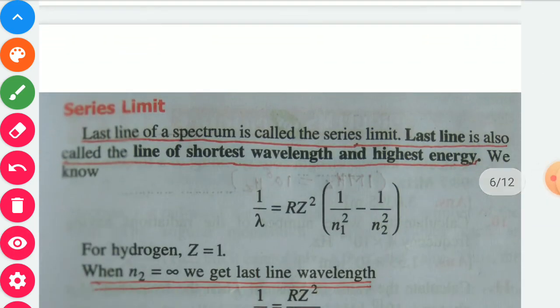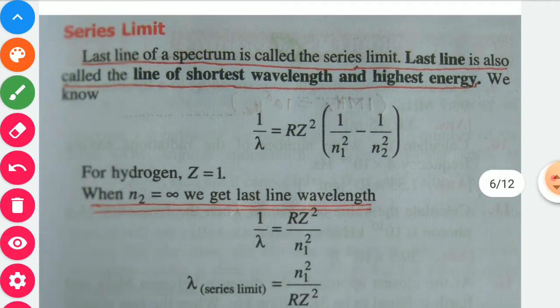Now, series limit. The last line of the spectrum is called the series limit. So suppose these are the spectral lines and this is the last line. So it is the series limit. The last line is also called the line of shortest wavelength and highest energy.